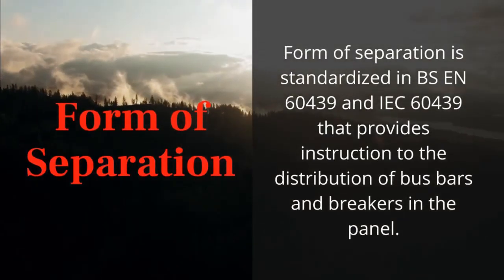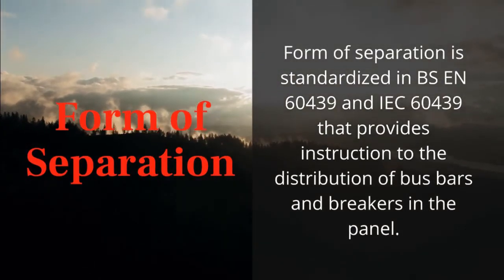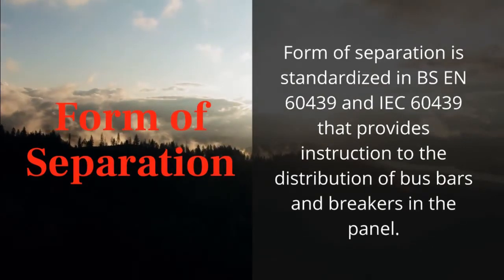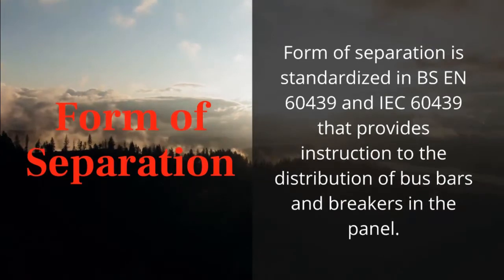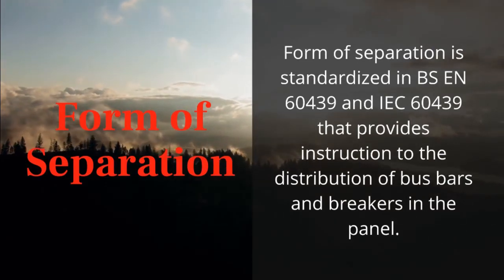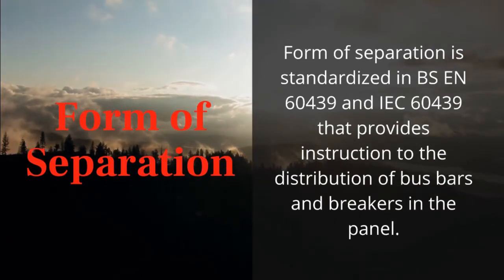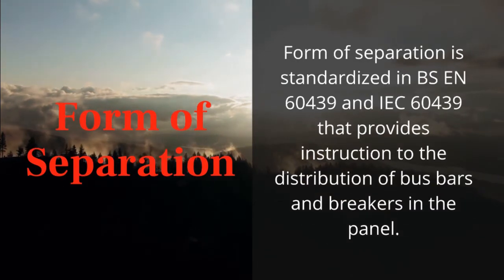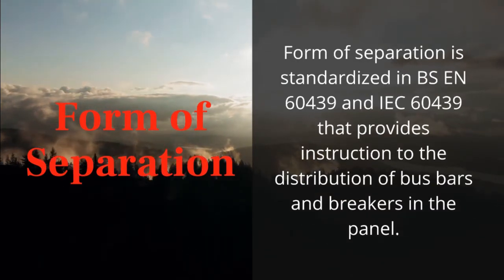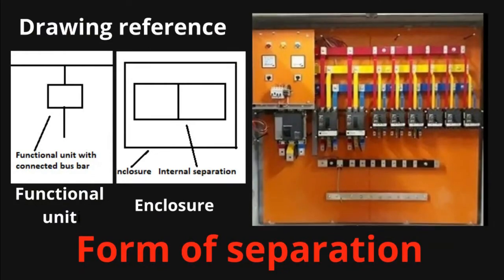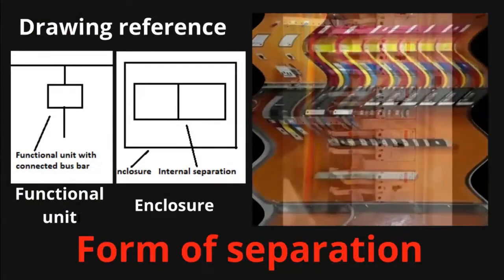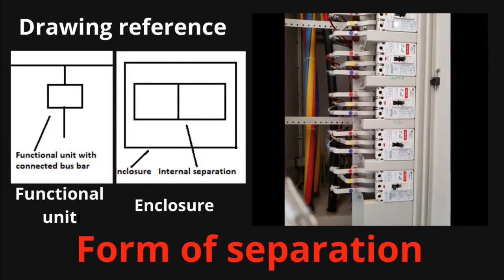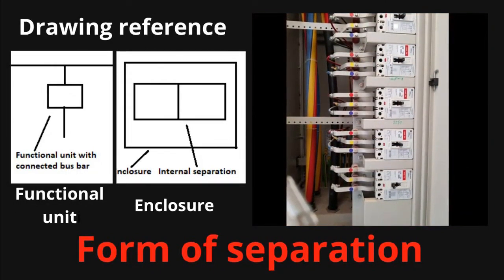Form of separation is standardized in BS EN 60439 and IEC 60439, which provide instructions on the distribution of bus bars and breakers in the panel. The drawing refers to the key symbols to follow functional units in the panel. The pictures of the panel show the different models of form of separation.